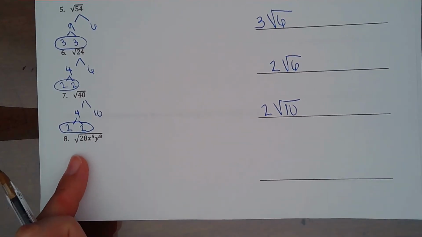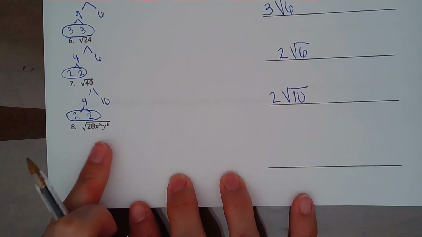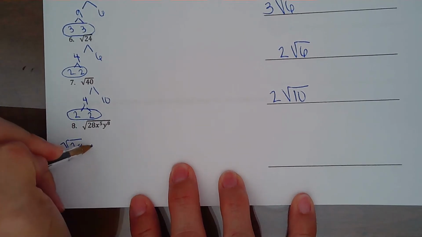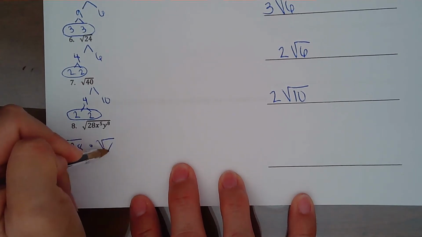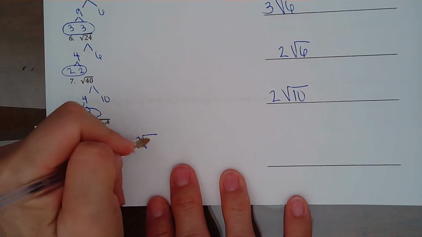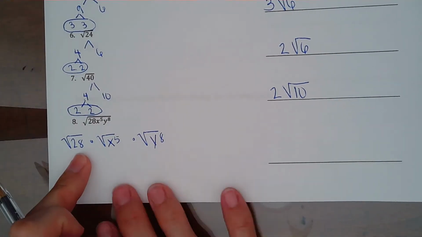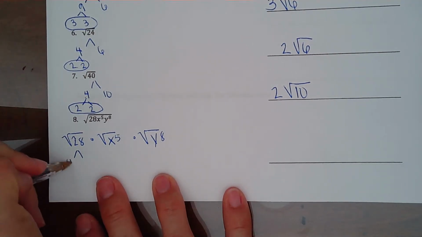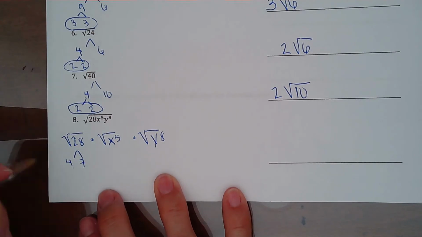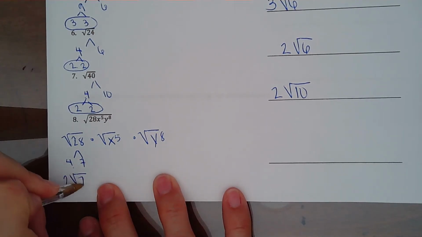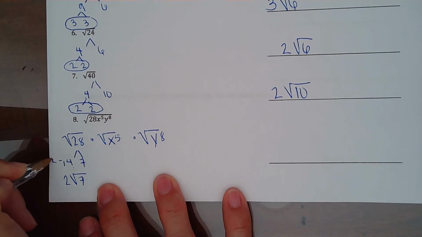Okay, well, this is where things get a little bit tricky. And remember, if you paid attention to the videos, I had you break them apart. So rad 28, rad x to the 5th, and rad y to the 8th. The biggest perfect square that can go into 28 would be 4 and 7. Well, the square root of 4 is 2, so it would be 2 rad 7, right? Square root of 4 is 2, 2 and 2.